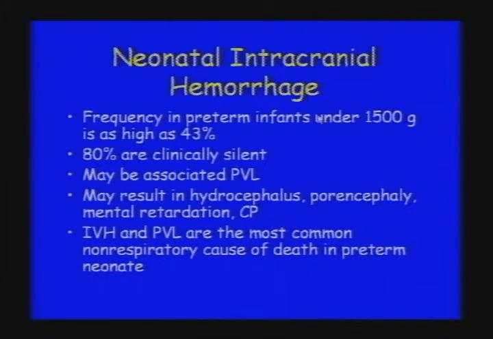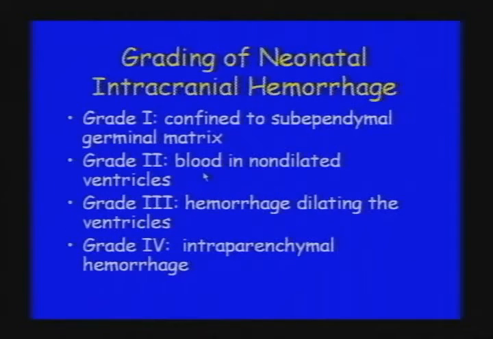Neonatal intracranial hemorrhage is frequent in preterm babies, as high as 43%, and most of them are clinically silent, which is why we screen for this. It may be associated with periventricular leukomalacia, and it is the most common non-respiratory cause of death in preterm infants. It is also now the most common cause of cerebral palsy in the United States.